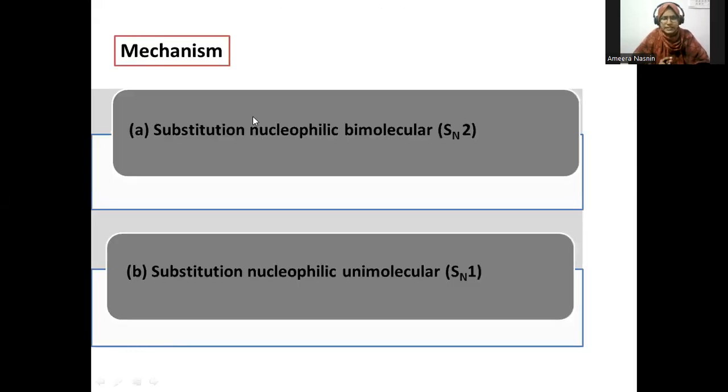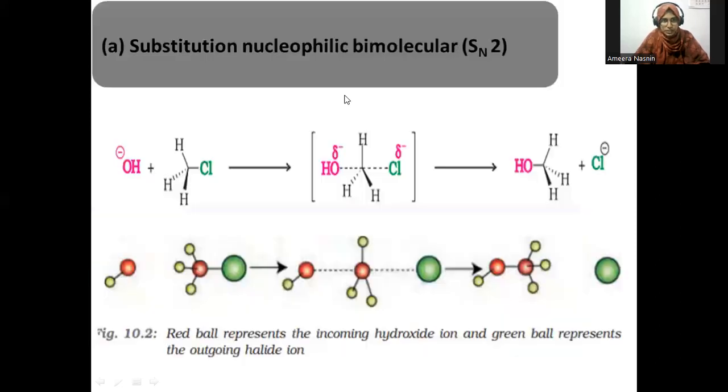Now let's see the mechanism of nucleophilic substitution reactions. There are mainly two types of mechanisms that can happen. First one is substitution nucleophilic bimolecular reaction, which in short is called SN2 mechanism. Then the second one is substitution nucleophilic unimolecular mechanism, which in short is called SN1 reaction. Let's see substitution nucleophilic bimolecular reaction in detail.